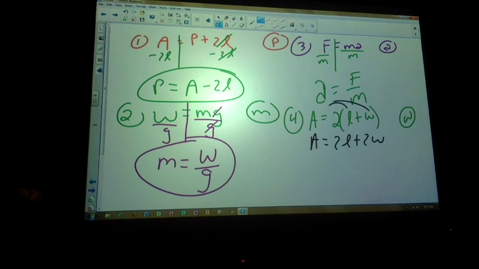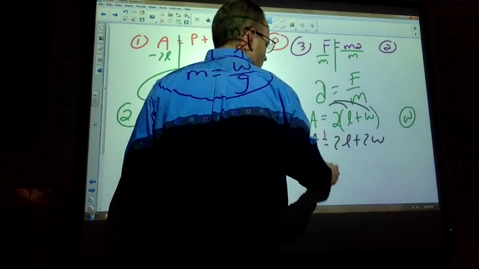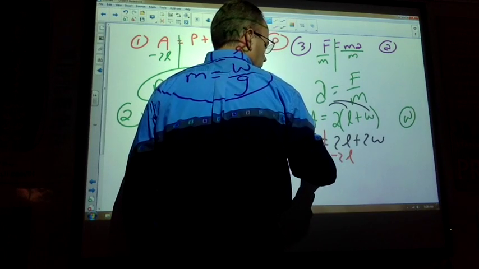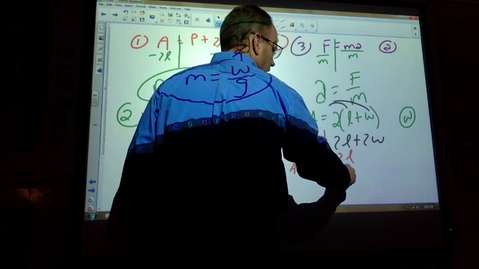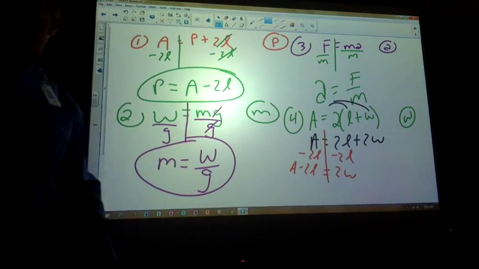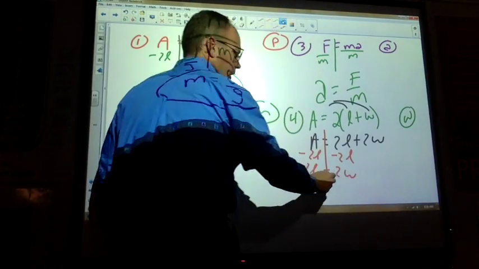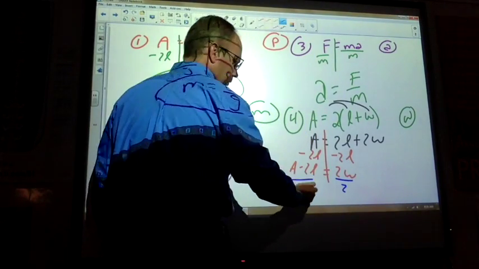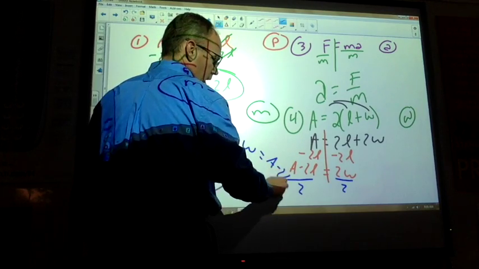So what should I start? How can I start moving things back and forth? Subtract 2L. Subtract the 2L. So that's A minus 2L is equal to 2W. How are 2 and W being held together? Multiplication. What undoes multiplication? Division. Divide by 2. So W is equal to A minus 2L all over 2.